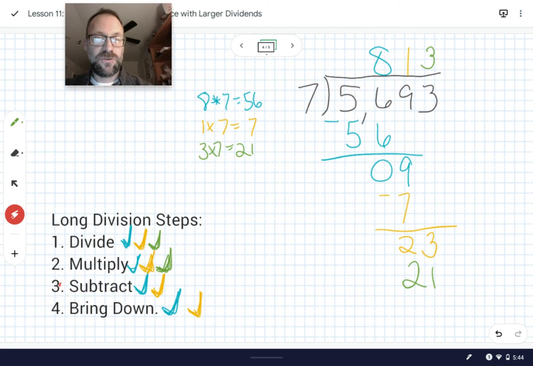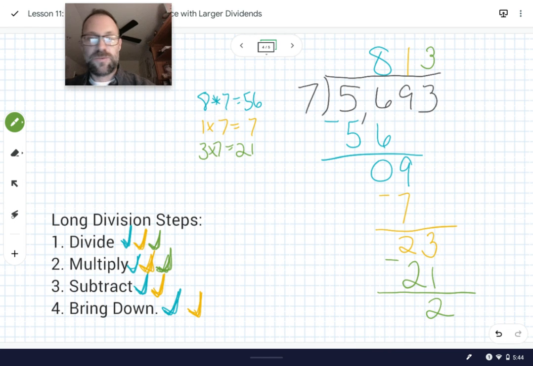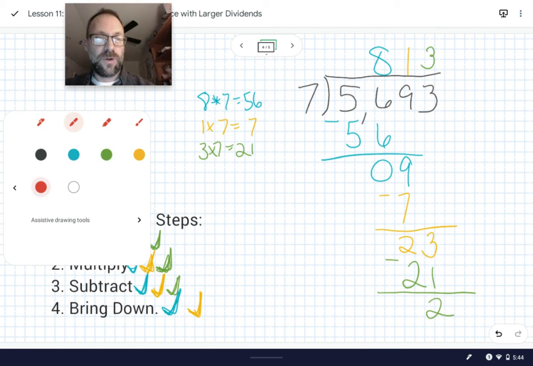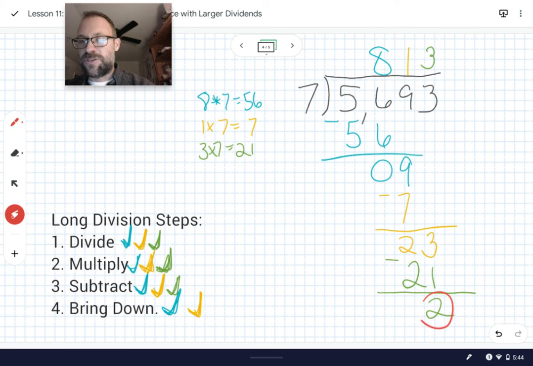And now we're going to subtract. 23 minus 21 is 2. That's done. And now we're going to bring down. But there is no more digits to bring down. There are no more. We're done. So we're going to take our remainder of 2, bring it up into our answer line, and write lowercase r, 2. And our final quotient, 5,693 divided by 7 is equal to 813 remainder 2.